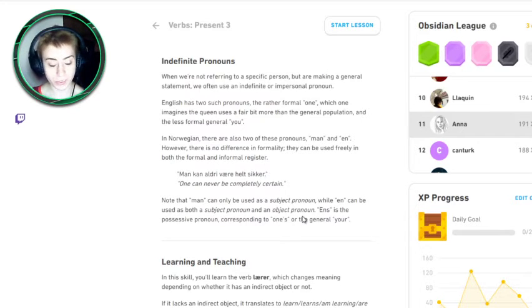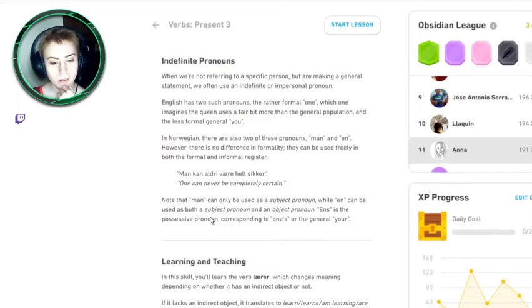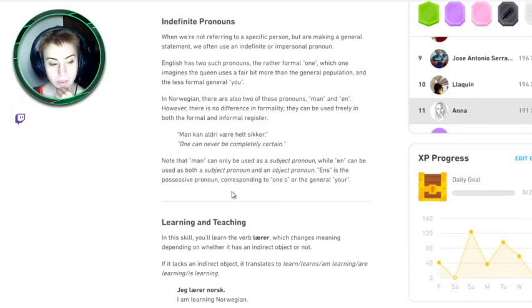So remember, parts of a sentence, the subject of the sentence, the object of the sentence, the pronouns describe those nouns. So, yeah, it kind of helps understand that. Ans is the possessive pronoun, so just add the S as usual.